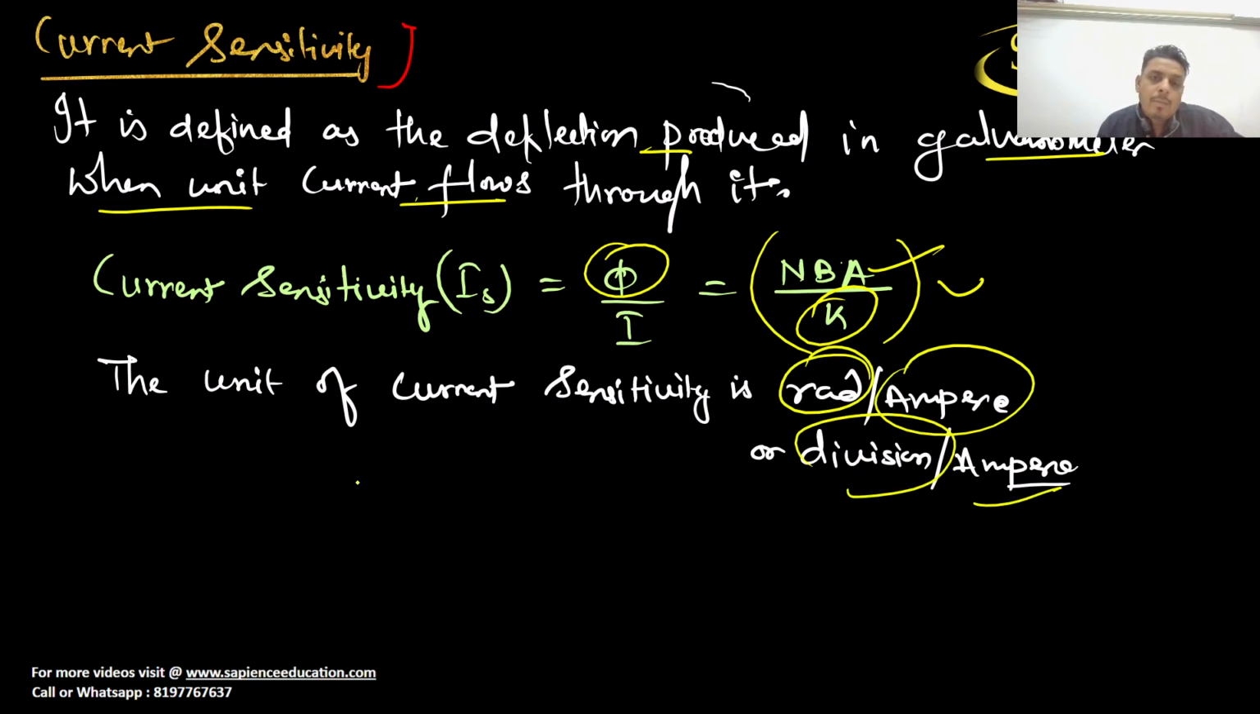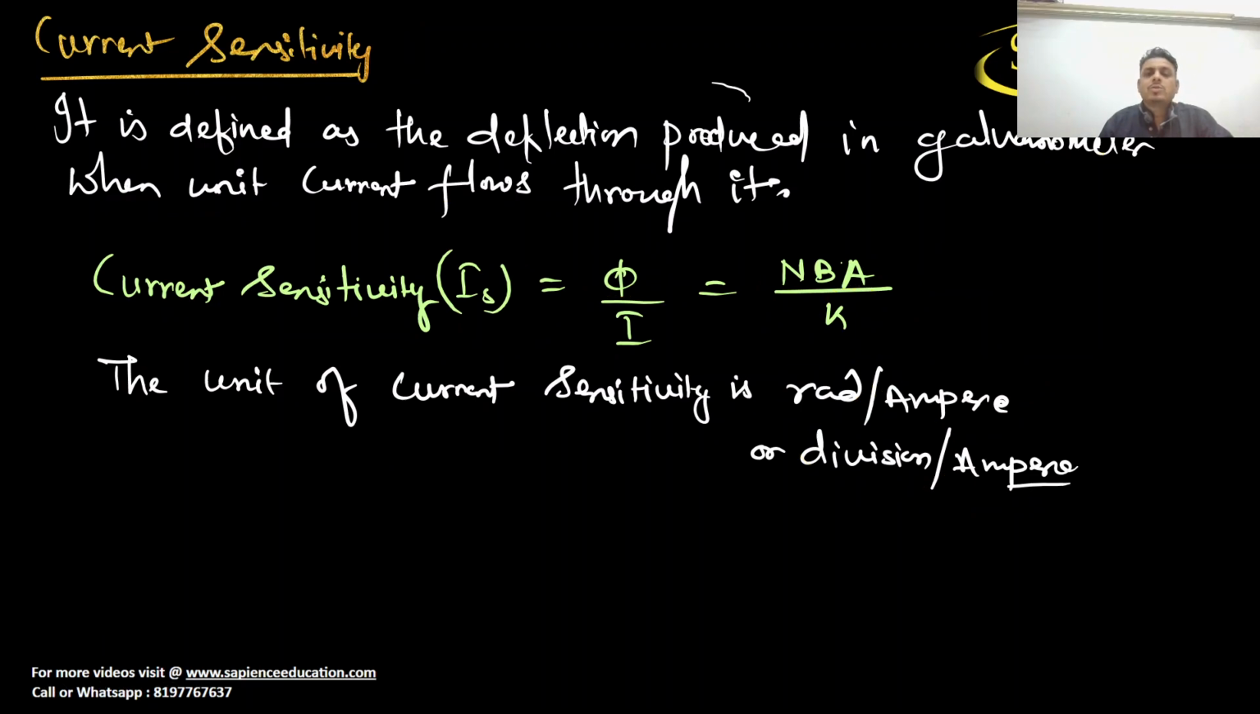If the amount of deflection per unit current is very large, it means it is very sensitive. If the amount of deflection is low, it has low current sensitivity. So how much it can sense, how quickly it can respond, that is the current sensitivity, right? I hope you have understood this current sensitivity.